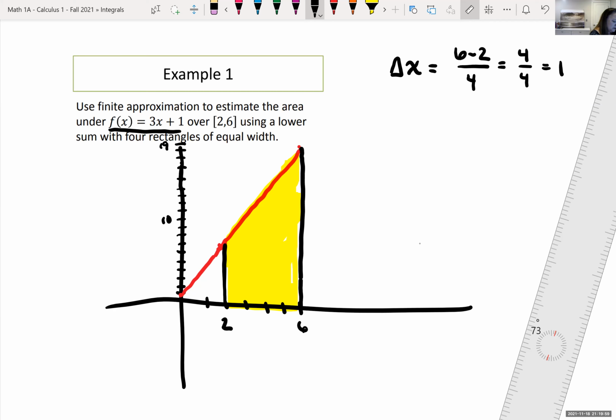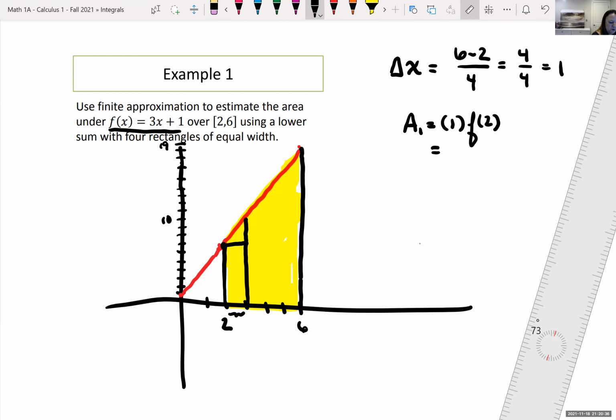And it wanted us to do, what did it say? The lower sum. Okay, so this is the first rectangle, lower sum. The smallest point on this rectangle is here. So the area of our first rectangle is going to be the width, right? Which is 1, all times f of that smallest point, which is 2, f of 2. So that's the area of the first one.